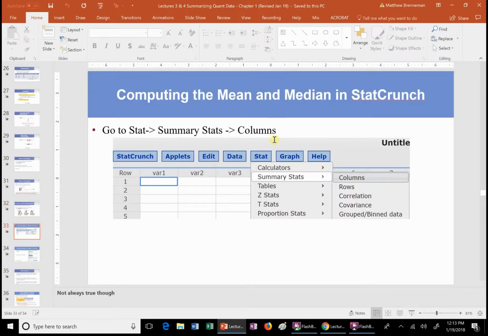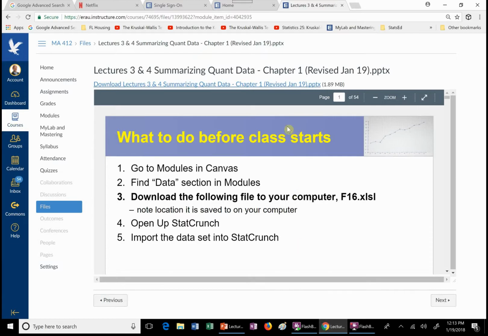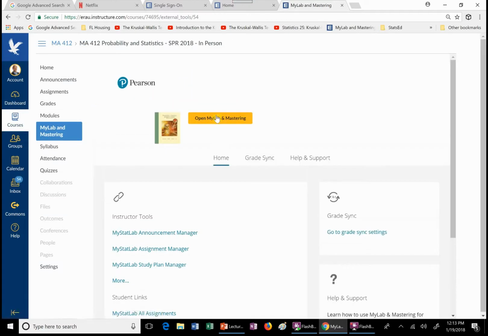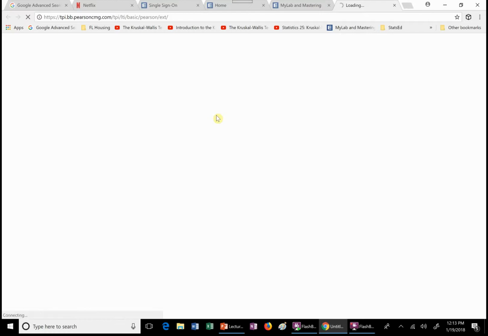So how do we do this in StatCrunch? Let me show you very quickly. It's actually quite easy to compute summary statistics. I'm going to go back and use the F16 data that we had from last time. And we're going to compute something called summary statistics.